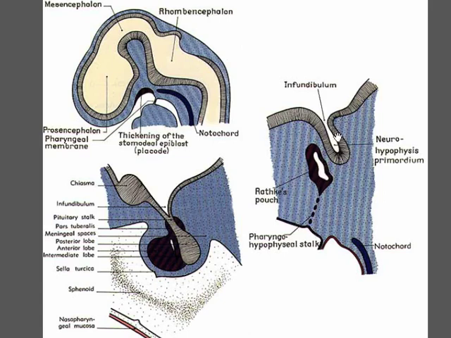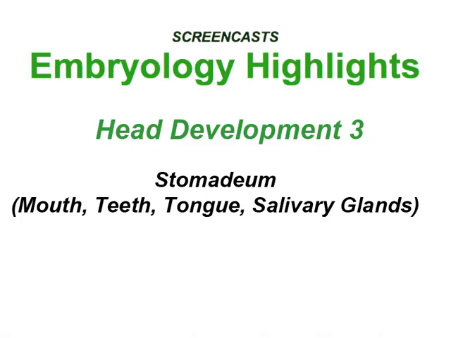And here we see the adult stage. The adenohypophysis from the stomadeum is wrapped around the neurohypophysis. The hypothalamus can control the neurohypophysis directly via axons, but it has no connection with the adenohypophysis except through blood vessels. So this concludes this embryology highlight screencast, Head Development 3, dealing with the stomadeum and its contents.